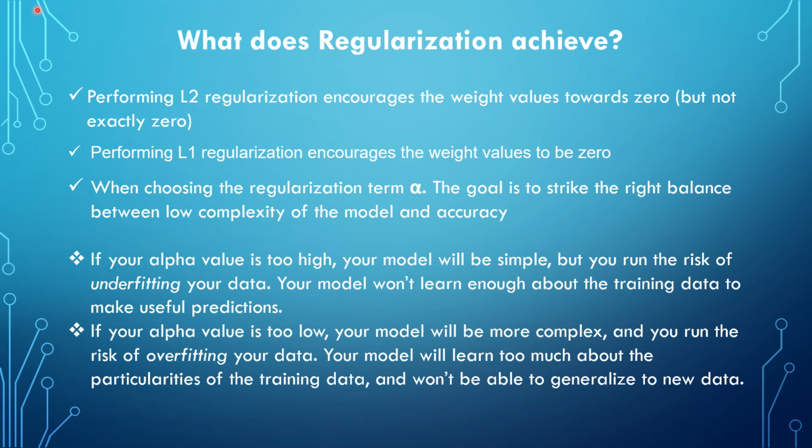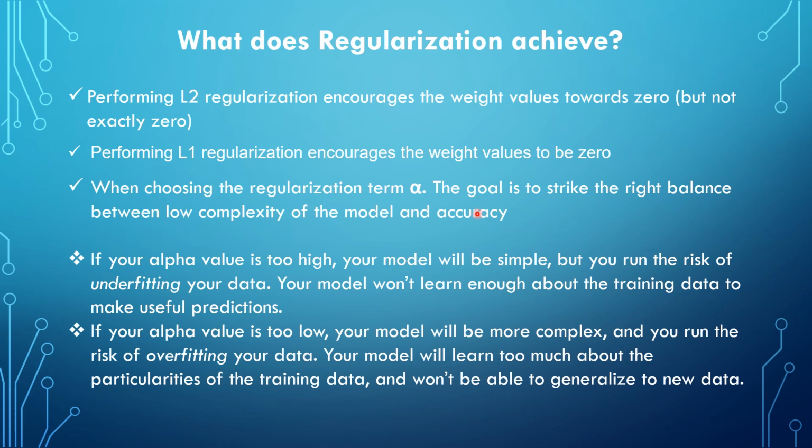Let us discuss what regularization achieves. Performing L2 regularization encourages the weight values towards zero, but not exactly zero. And performing L1 regularization encourages the weight values to be zero. Intuitively speaking, smaller weights reduce the impact of the hidden neurons. In that case, those hidden neurons become negligible and the overall complexity of the neural network gets reduced. As mentioned earlier, less complex models typically avoid modeling noise in the data and therefore there is no overfitting.